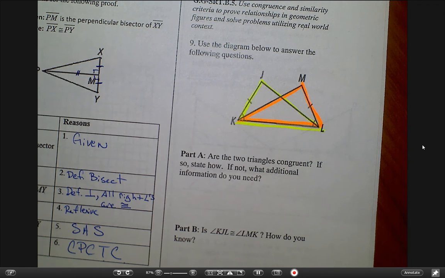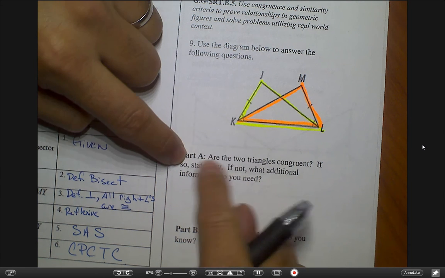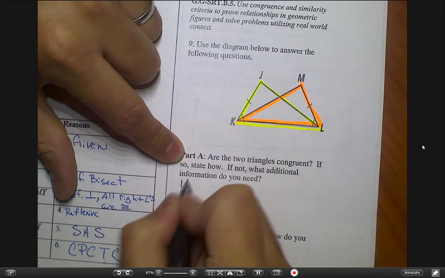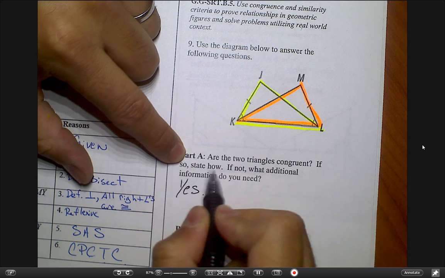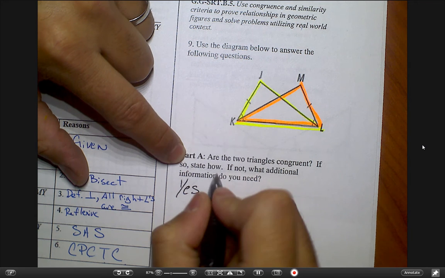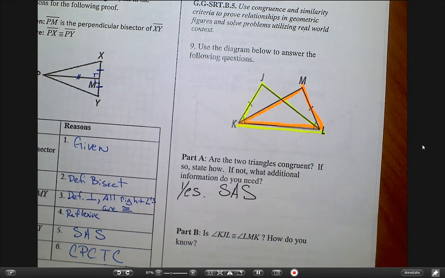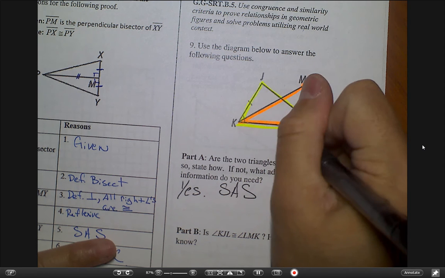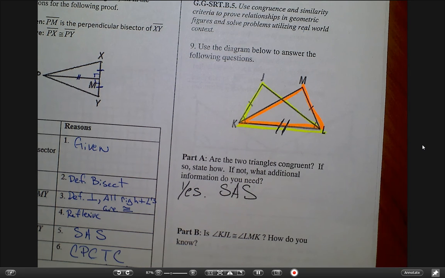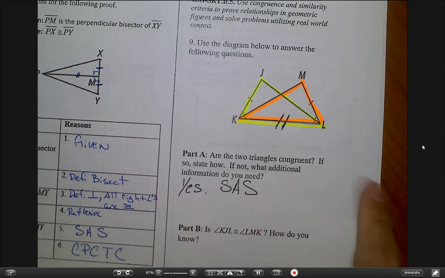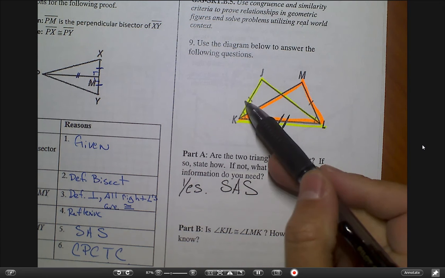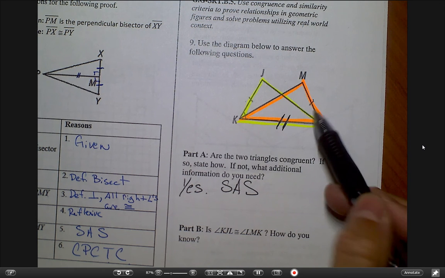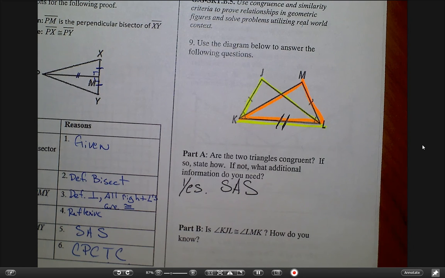Now, are they congruent? Yes. Yes, they are congruent. Okay. So we're going to say yes. If so, how? Side, angle, side. Hey, where's my other side that's not there? The base. KL should be congruent to each other, right? They're congruent to themselves, so that's going to be reflexive. So KL congruent to KL, reflexive property. So now I have side, angle, side. So yes, it's going to be SAS.